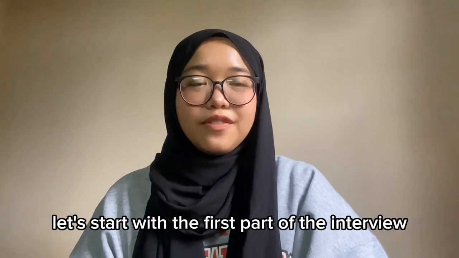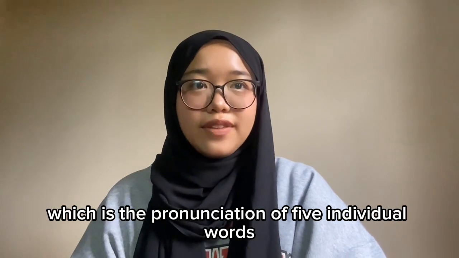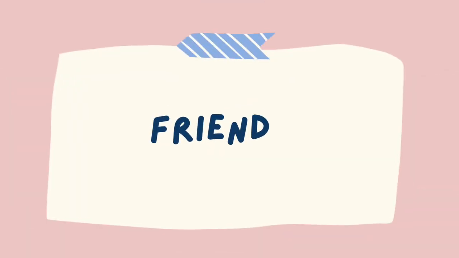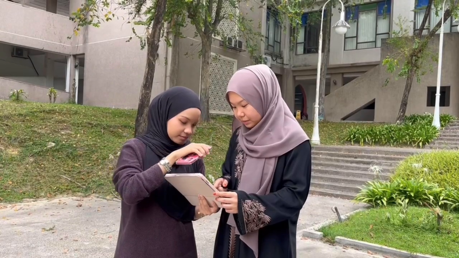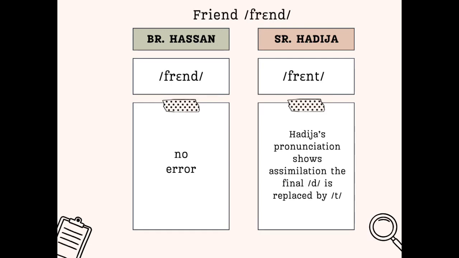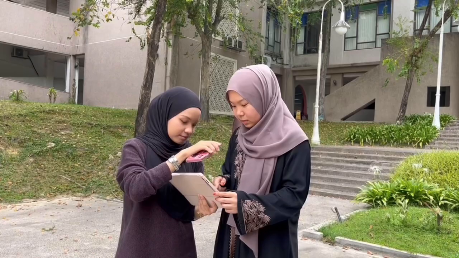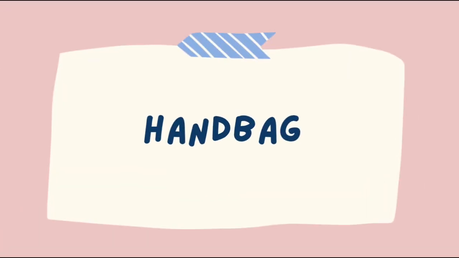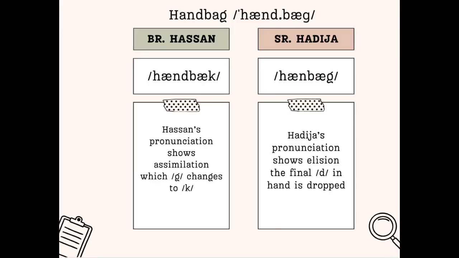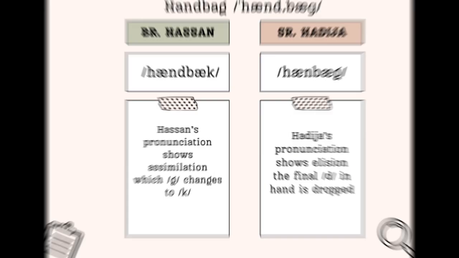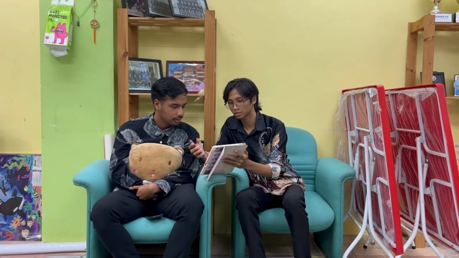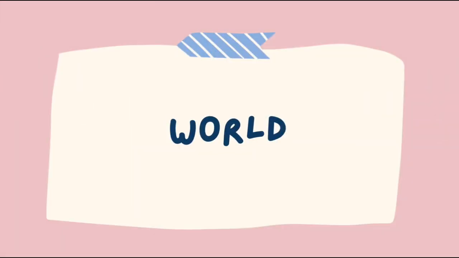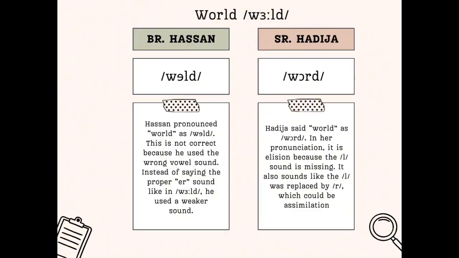Let's start with the first part of the interview, which is the pronunciation of 5 individual words. Here are the 5 words that we used for both interviewees. Friend. Hand. Handbag. Cold. World.